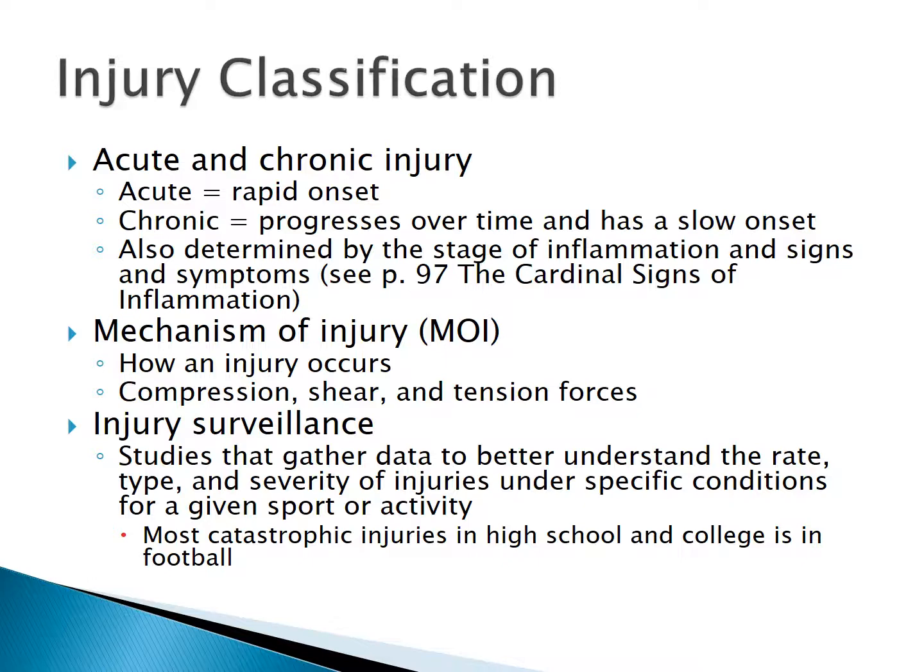As previously mentioned, injuries can be classified as acute or chronic. An acute injury has a rapid onset, while a chronic injury is an injury that progresses over time and has a slow onset. The body responds to injury by activating an inflammatory process. This process is a series of physical, chemical, and vascular events.